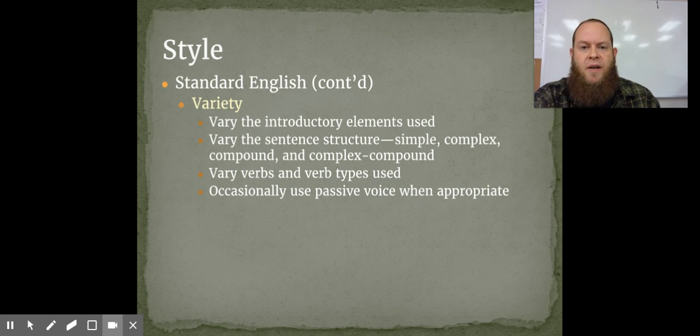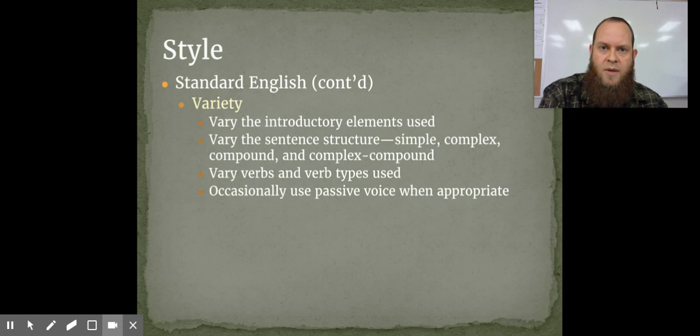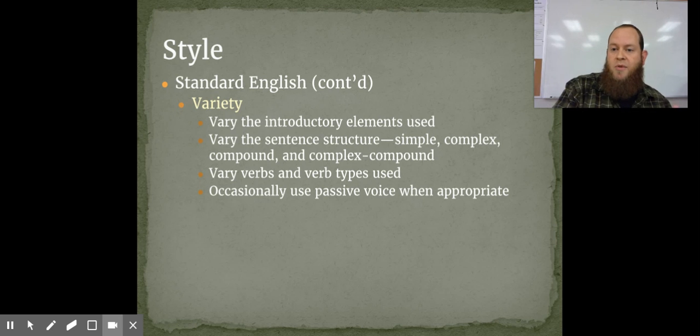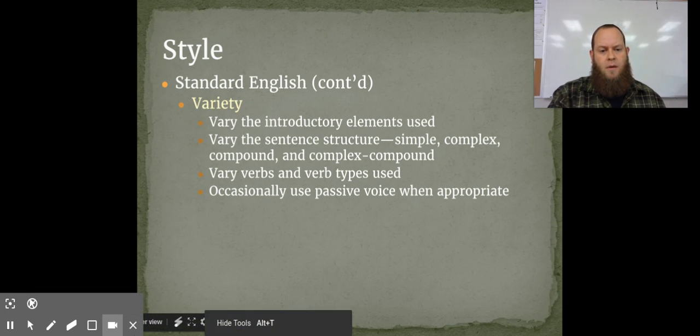All right, and then variety, super important here. We want to make sure that we vary the introductory elements that we use. We want to vary the verbs and verb types that we use. We want to vary the sentence structure, right? And occasionally use passive voice. Look, there are tools on, I think, Google Docs, certainly Microsoft Word, that calculate the percentage of your writing that is passive voice. Generally about 5% is all right. So occasionally throwing in some passive voice to shift the focus to the object rather than the subject is the way to go. All right, well, there we are.